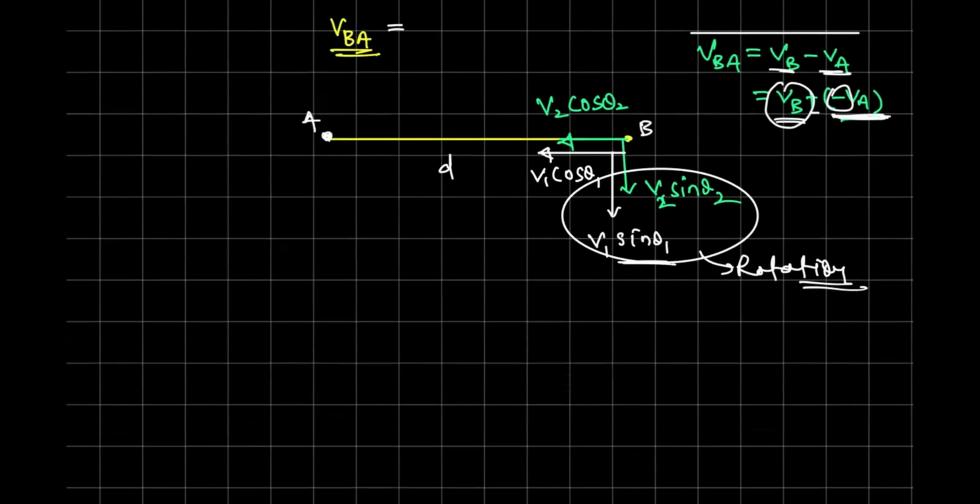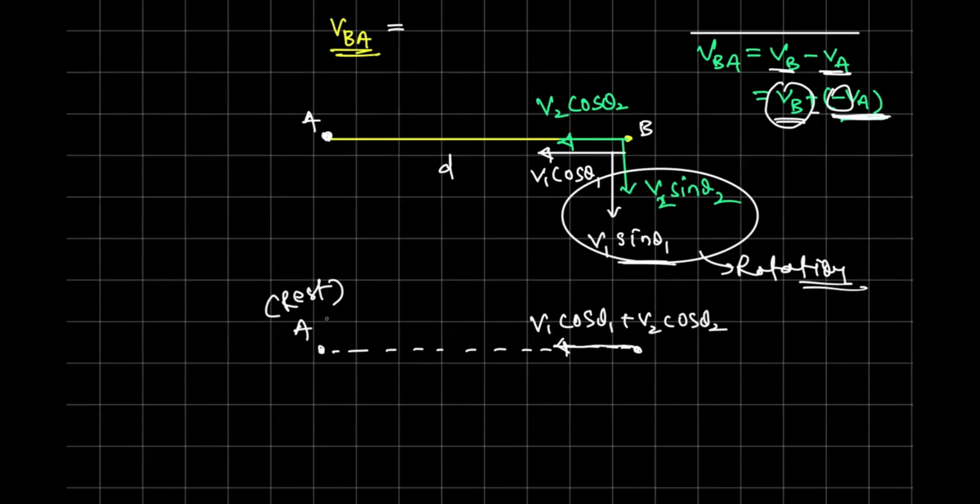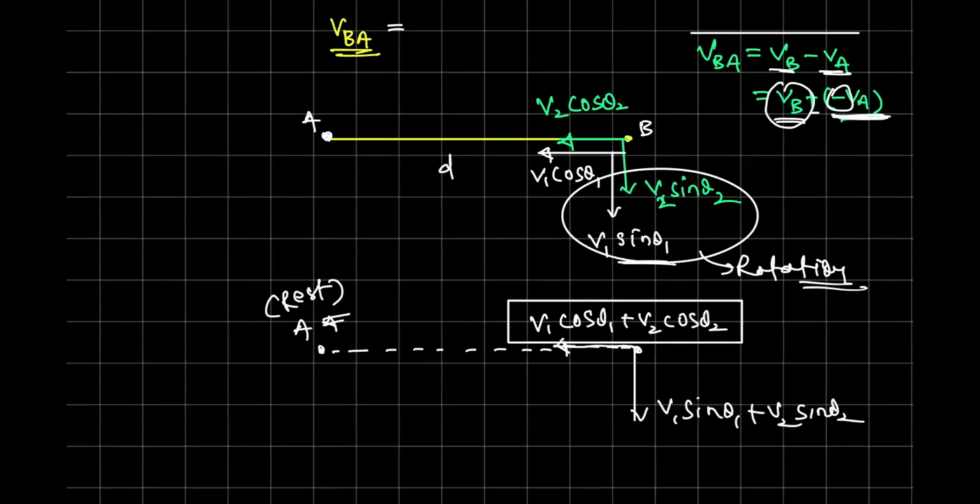So if you see the component of B with respect to A, now where is our person? At rest. In relative motion this is what happens, right? We assume this one as at rest and this particle seems to be moving with velocity v1 cos theta 1 plus v2 cos theta 2. That is the observation of A, and in the perpendicular direction, we will get v1 sin theta 1 plus v2 sin theta 2.